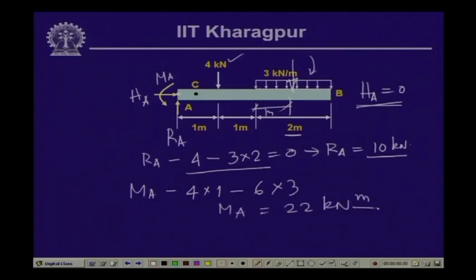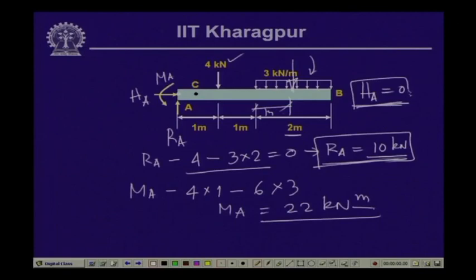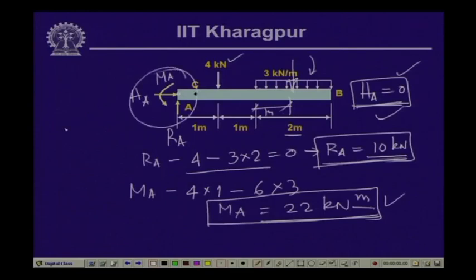So, these are the values of the reactive forces: the vertical reaction is 10 kilonewton, the horizontal reaction is 0, and the moment value is 22 kilonewton meter. So, these are the 3 values at this particular support. Now, what we need to do is compute the value of the bending moment and shear force at this particular point. Let us compute the values of the bending moment and the shear force at that particular end.